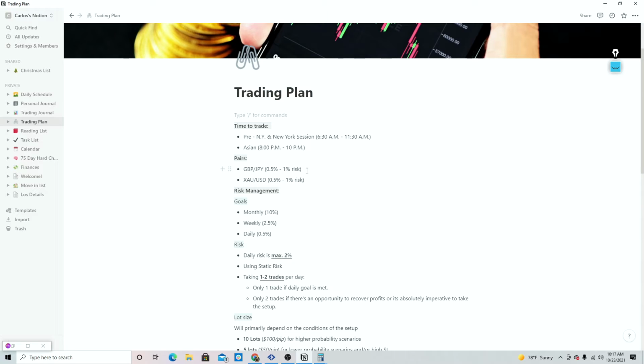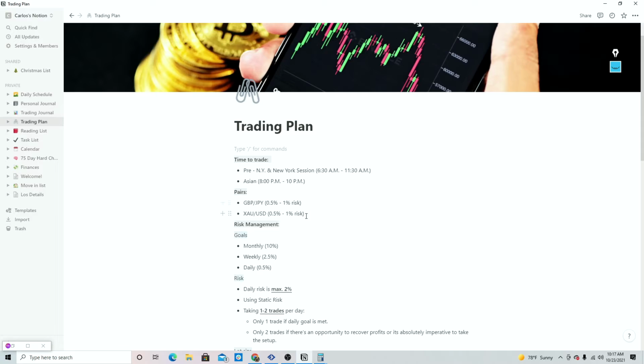I first started with GBP JPY and then I moved myself to gold, because gold is a little bit more volatile. Both of these pairs are volatile, but personally, I've been able to manage it pretty well, in my opinion.